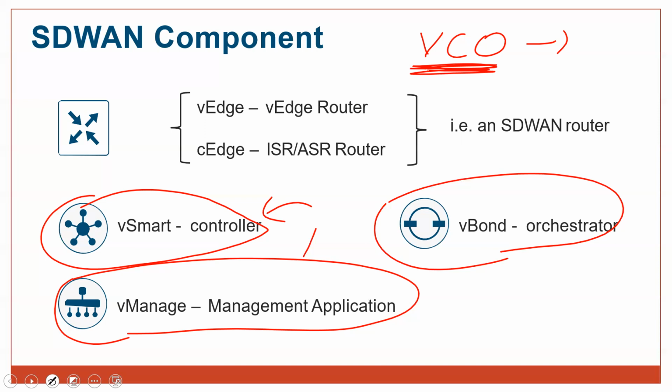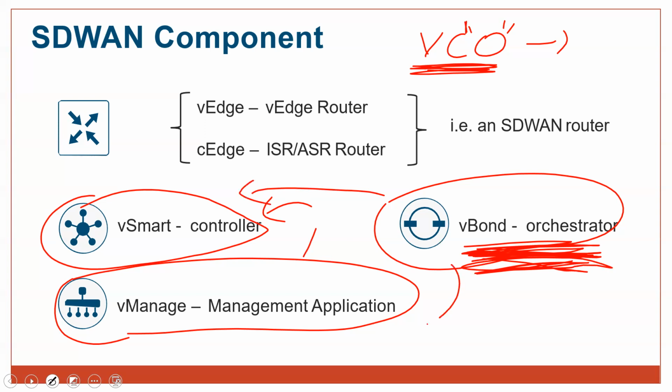If I tell you, actually this is the orchestrator. Orchestrator means it can do everything. Here, vBond is the orchestrator, you can see, but vBond is not doing everything. It is doing something, but it's not doing everything.